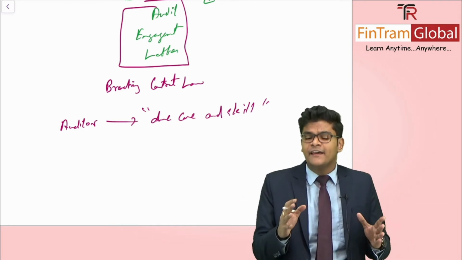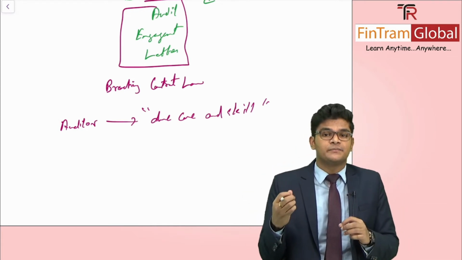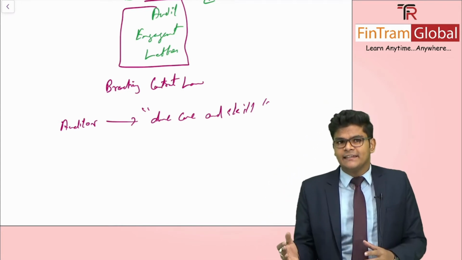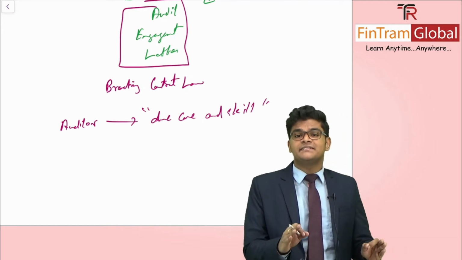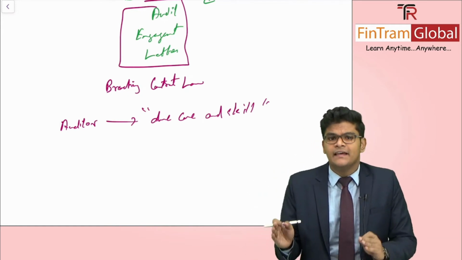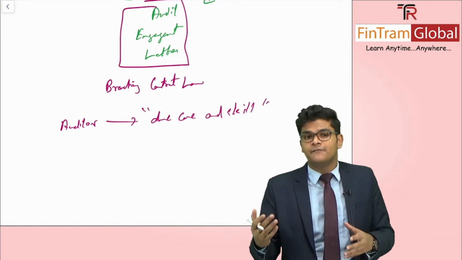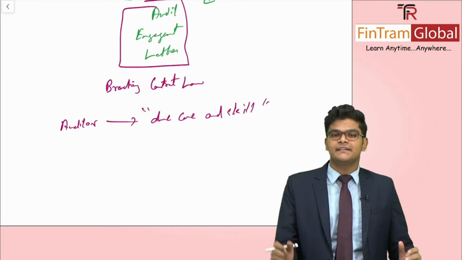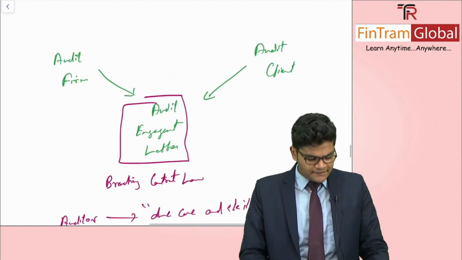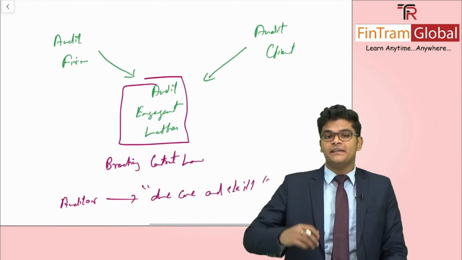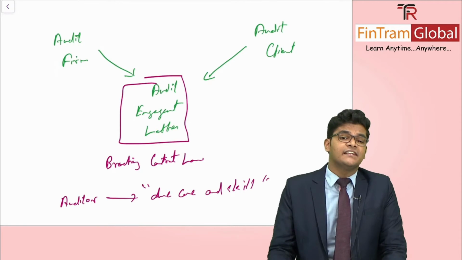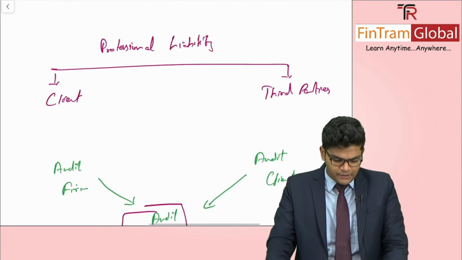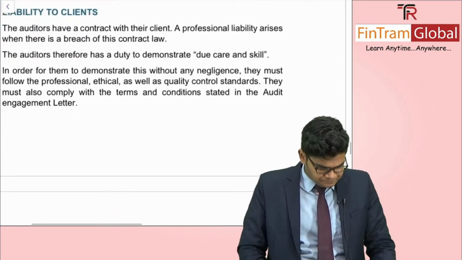Okay, folks. One, if we breach the audit engagement letter, which is basically a breach of contract law, isn't it? And secondly, if the auditors do not demonstrate due care and skill, then definitely the audit client can sue the particular auditors. So that's basically the idea here. That's the first situation where there can be a professional liability towards the audit client. So remember that. Let's read about it, shall we?